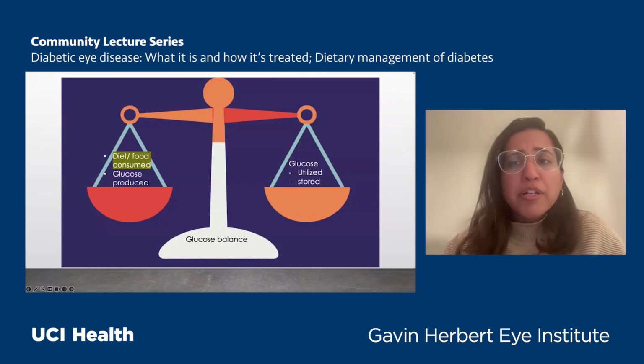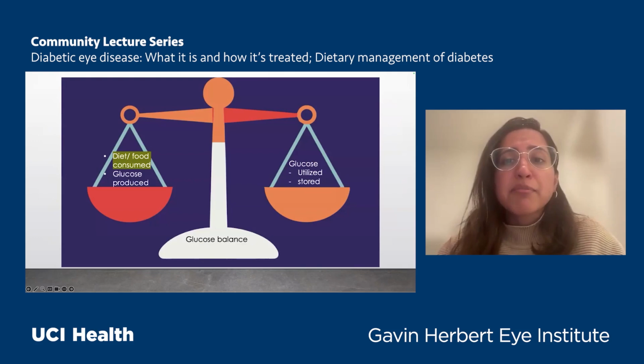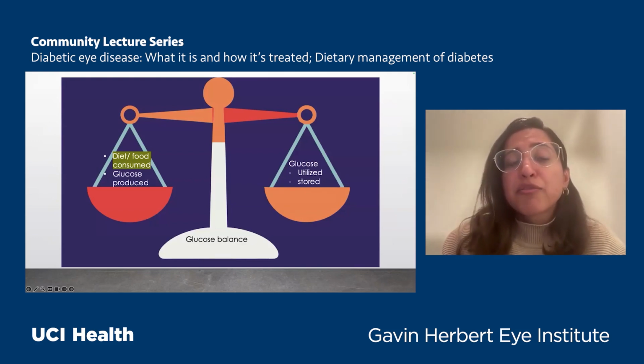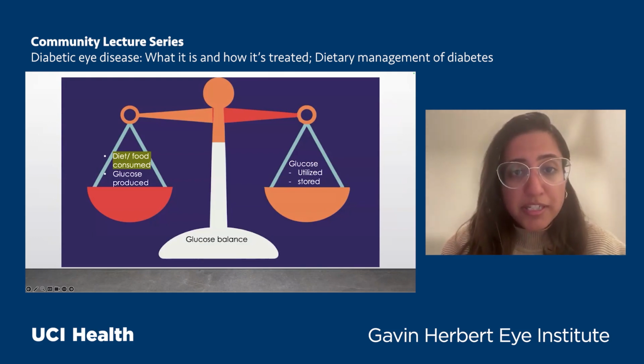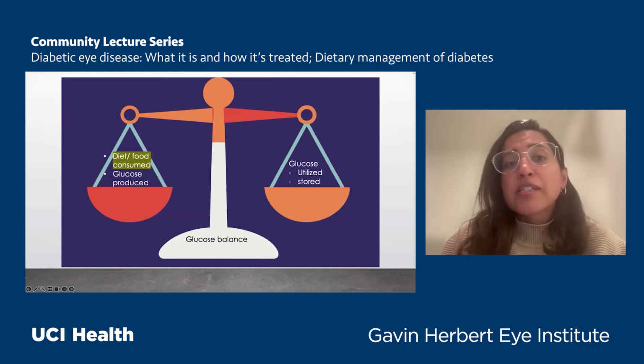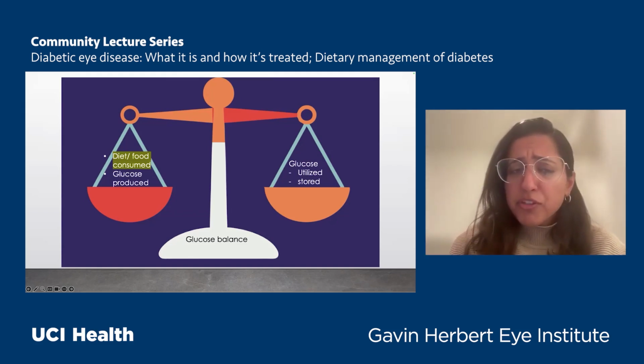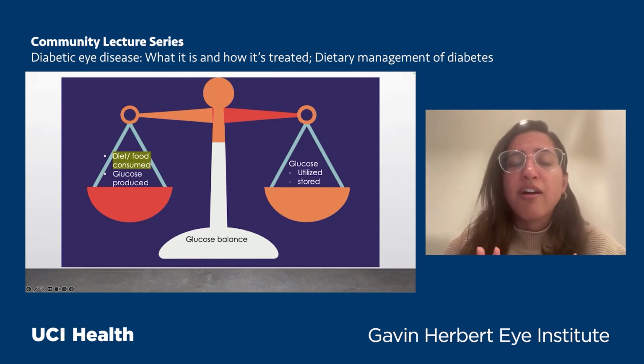Now, when I think about blood glucose regulation in the body, I think of it as a balance between the glucose that's increasing through the food that's consumed, plus the glucose that's produced in the body, versus the glucose that's utilized and stored in the body. So first, let's focus our attention on diet, because this is a heavy duty topic, very important.